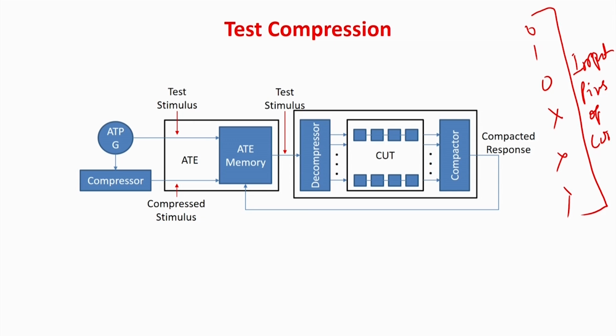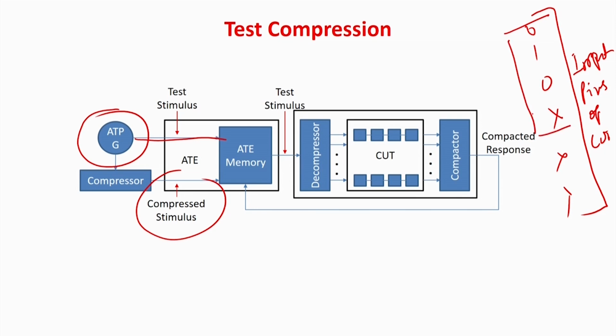Now let us see what we are trying to do here. This is your ATPG algorithm, generating some test stimulus. Now this is the ATE memory. Some patterns we can directly put into the memory, and some patterns can be compressed. If you have a pattern where there are no don't cares, that has to be put directly into the memory. But for most patterns, 99.9% of the vectors can be compressed. Compressed means I will reduce the width and put it into the ATE memory.